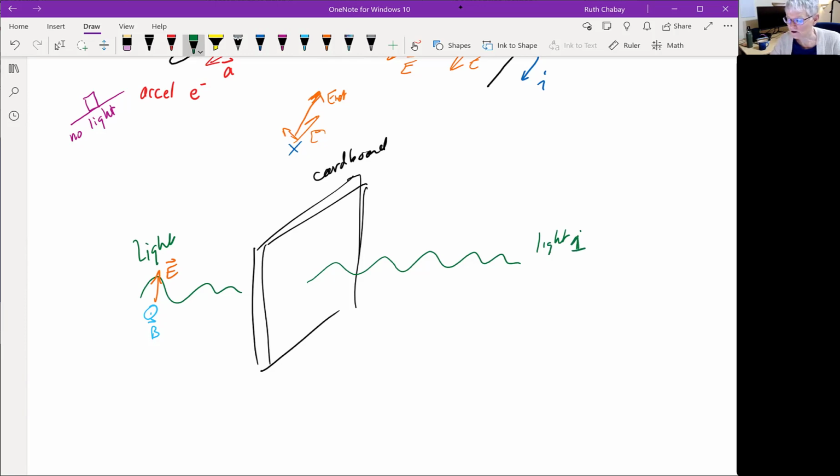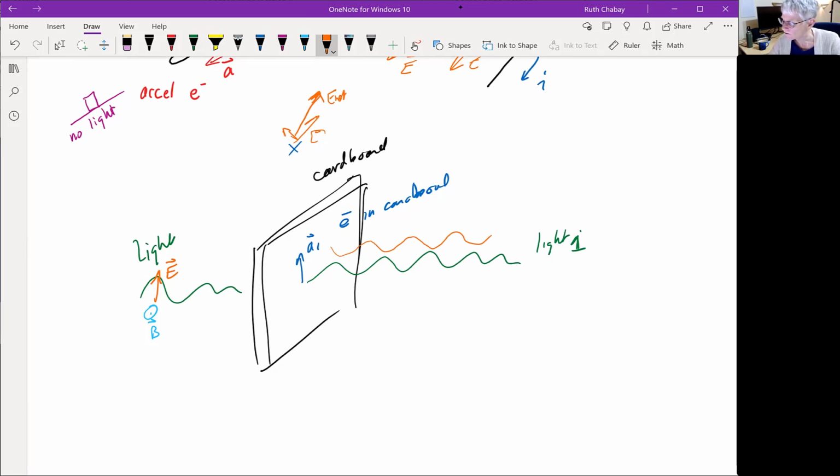But we are accelerating electrons in the cardboard, and there are a lot of them. Those accelerated electrons also radiate, and we call that re-radiation. So we get some radiation coming out of the cardboard as well, from the electrons in the cardboard.